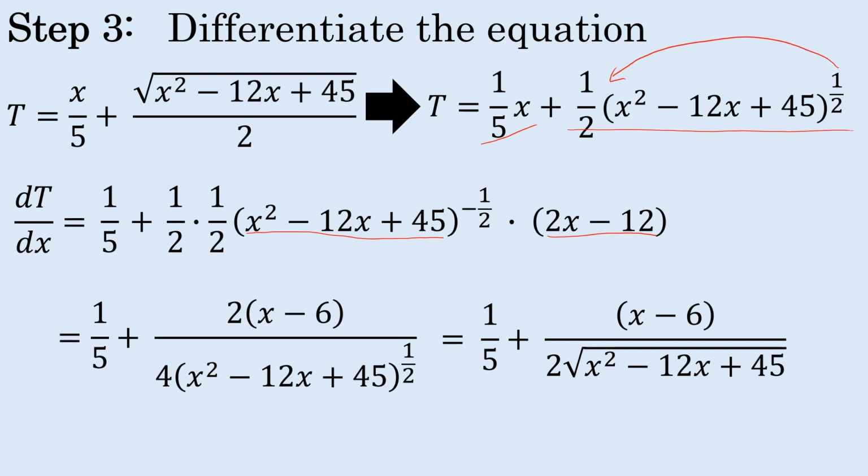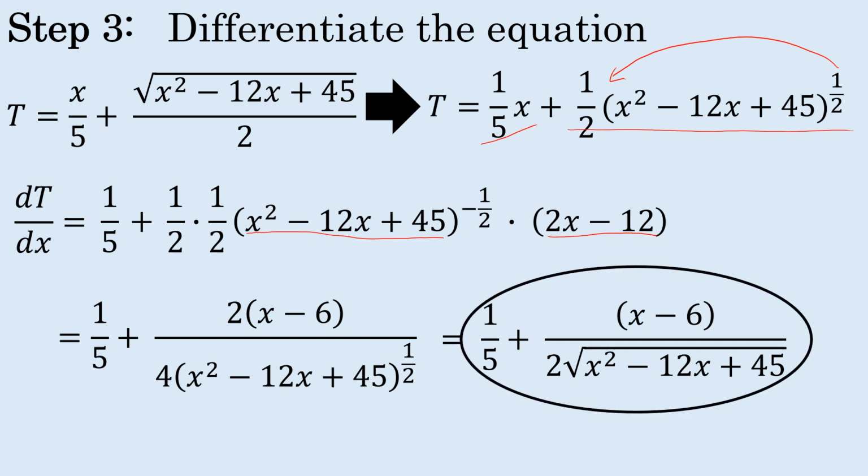So the simplified version of this derivative is 1/2 plus x minus 6 over 2 times the square root of x squared minus 12x plus 45. This is the result of differentiating the total time equation with respect to x.